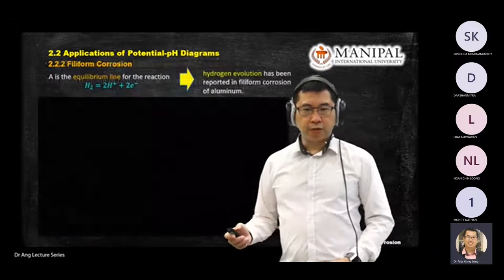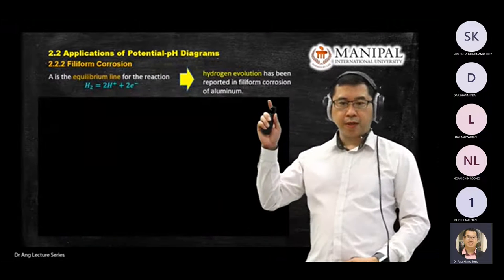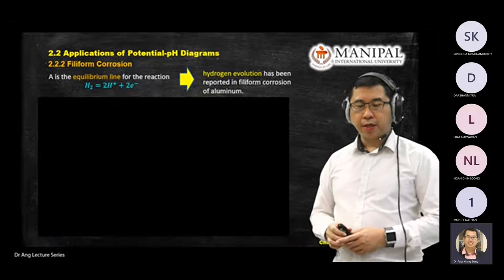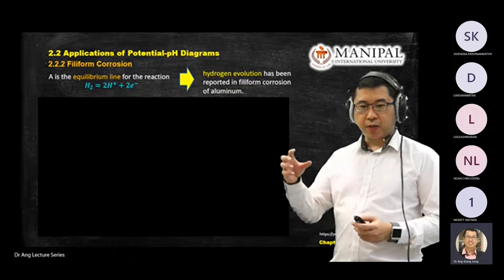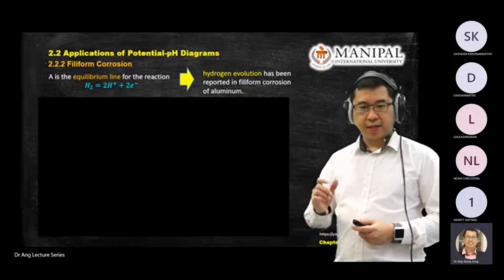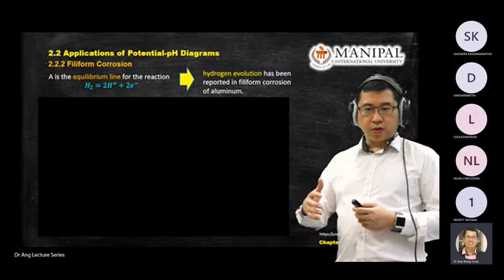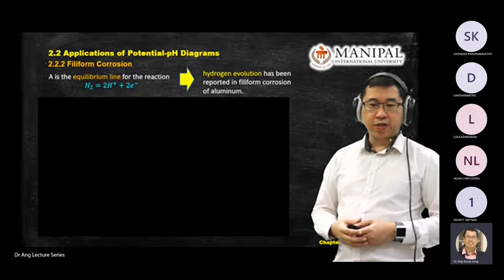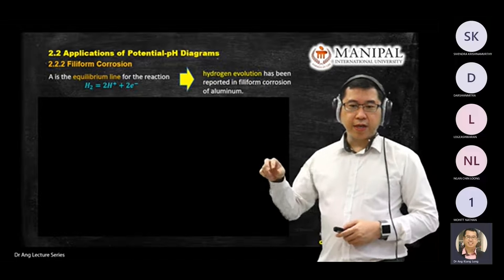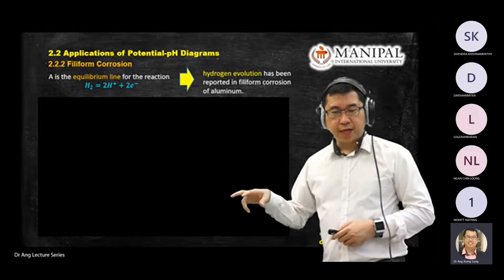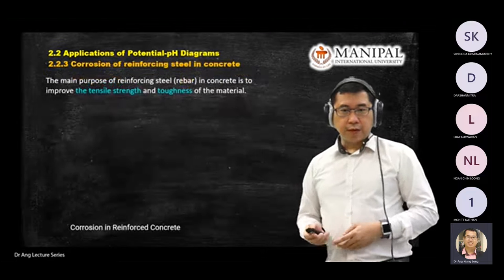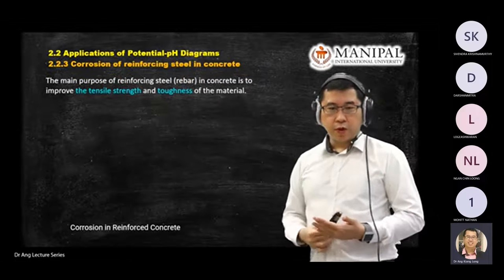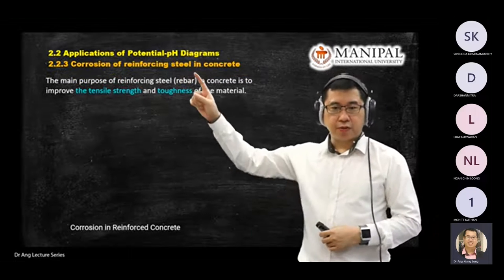Okay, so just now I showed you the hydrogen evolution, right? Basically, when you mix aluminium with an acidic or alkaline solution, you will get a chemical reaction running through, and one of the products from the chemical reaction is hydrogen. Okay. Now, today we're going to focus on reinforced steel.